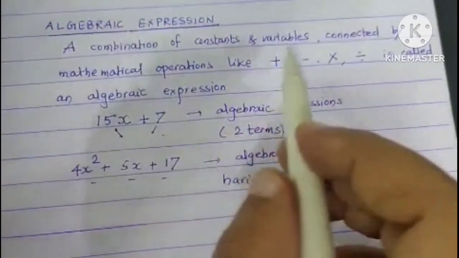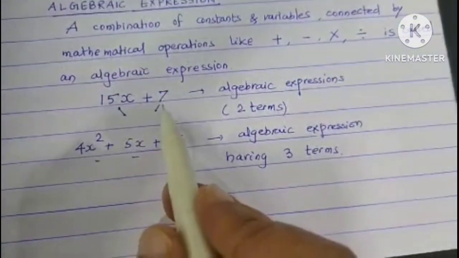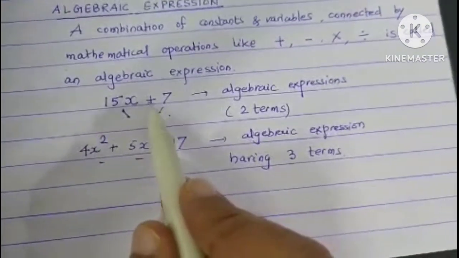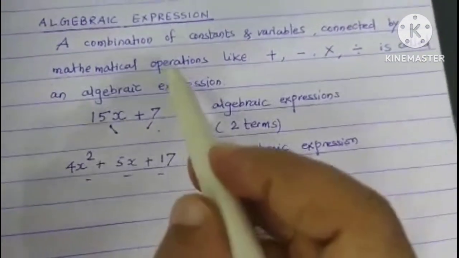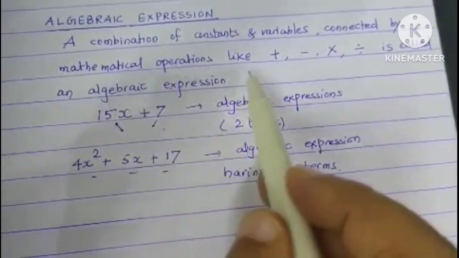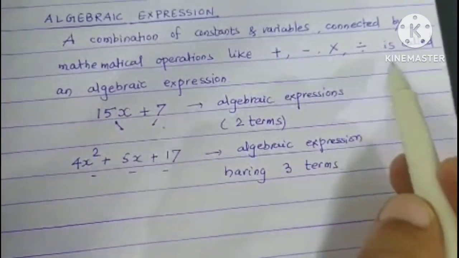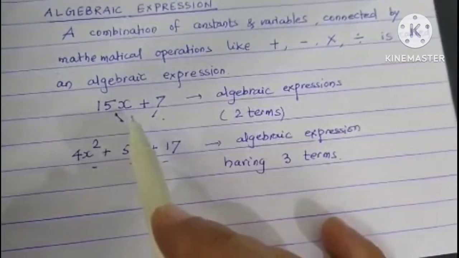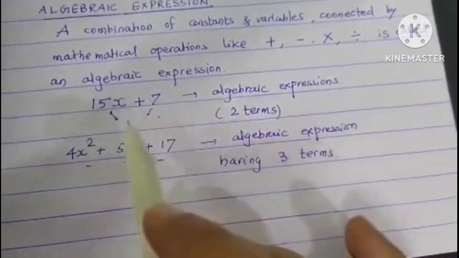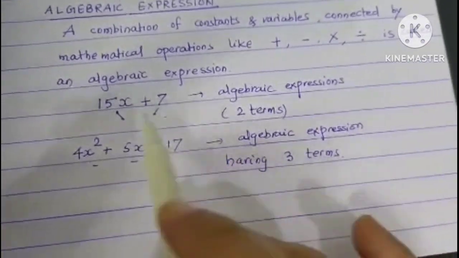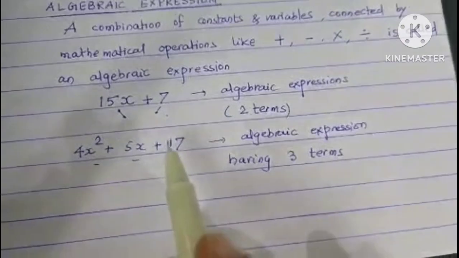A combination of constants and variables. See, this is a constant and this is a variable. This is a combination having mathematical operations. A combination of constants and variables connected by mathematical operations like plus, minus, multiplication and division is called an algebraic expression. We have understood with the examples and terms of an algebraic expression. So here two terms and here three terms.